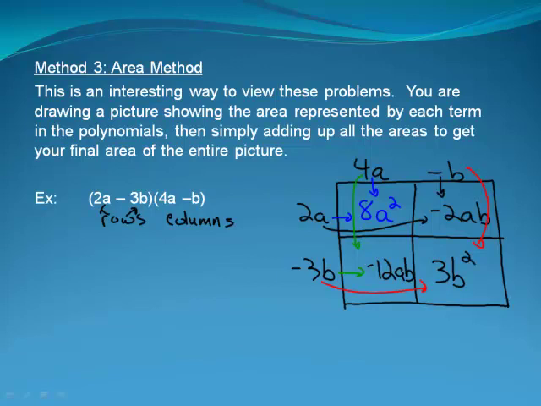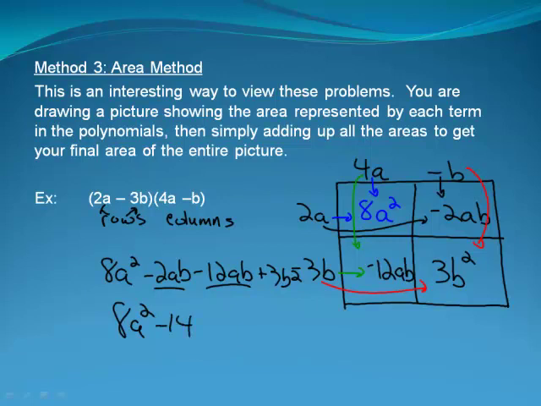Okay, so now we're going to take each of those terms that we have in that group. We've got 8a squared minus 2ab minus 12ab plus 3b squared. Combine like terms, and we get 8a squared minus 14ab plus 3b squared for our final answer.